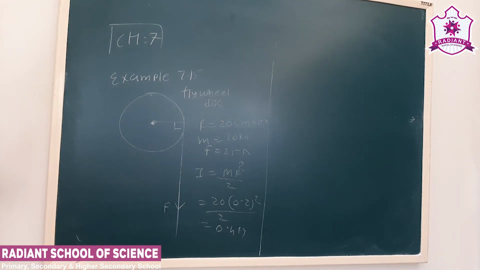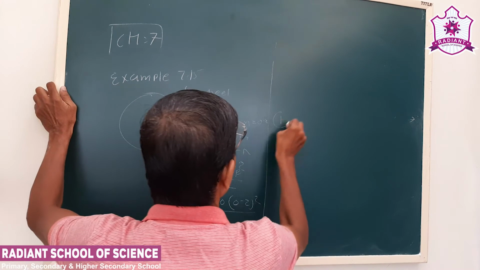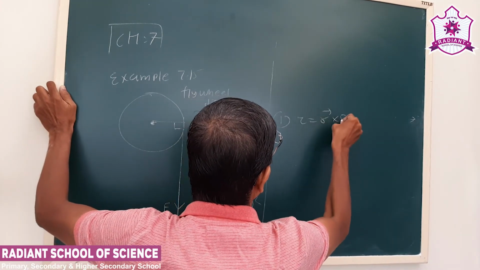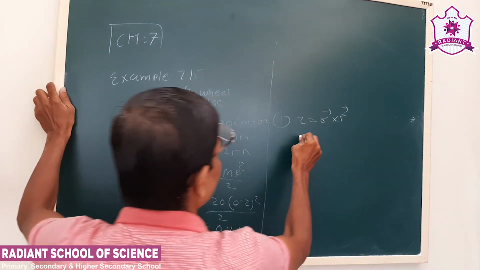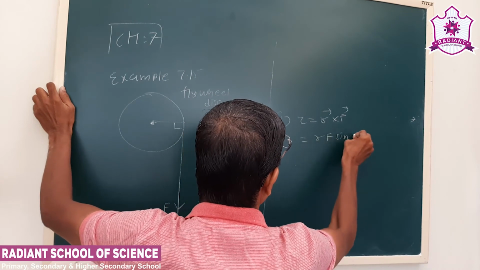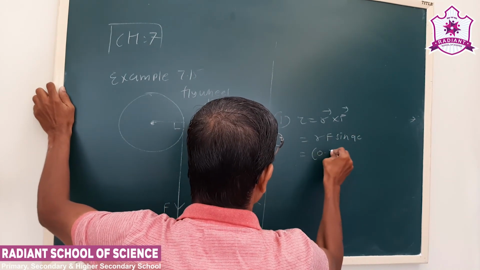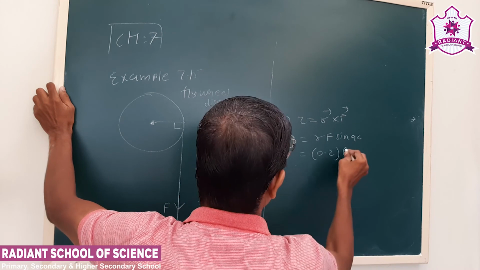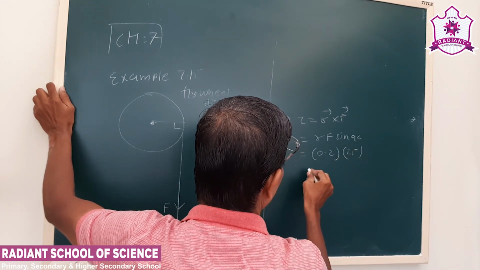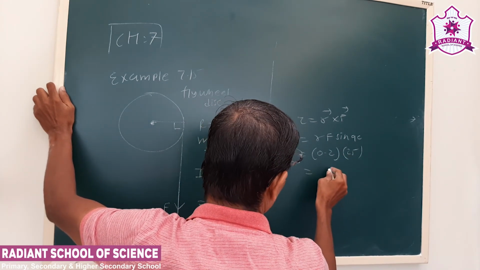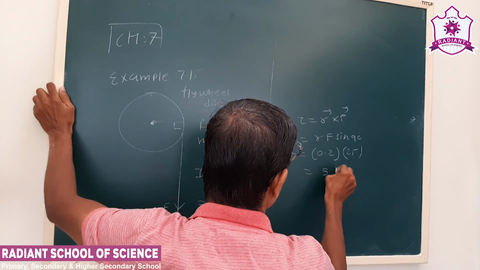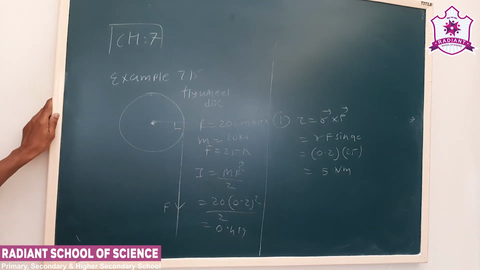Now, first we have to calculate torque. Torque is equal to R cross F. Now see here the force is acting tangentially. That will be RF sin 90. R is 0.2. Force is how much? 25. Okay, so this will be 5 Newton meter. Okay, torque will be 5 Newton meter.